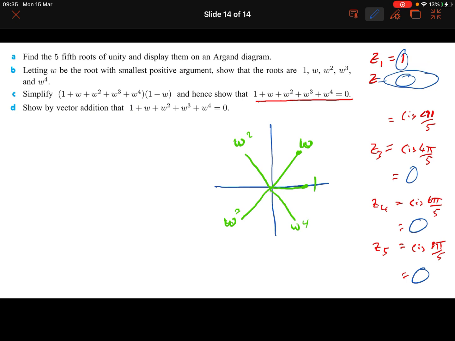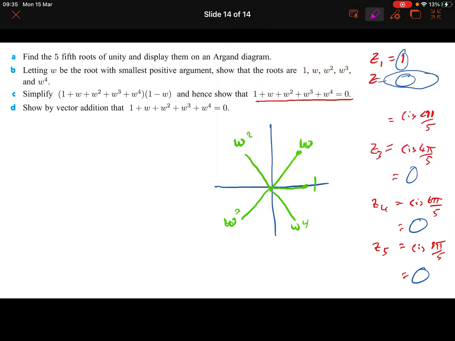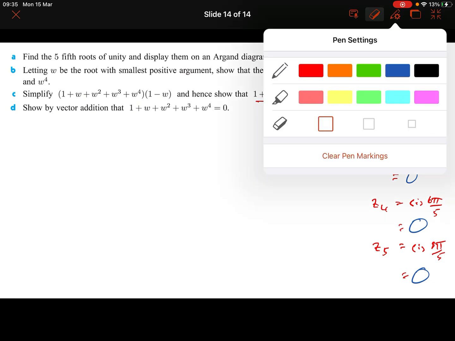And why is that the case? Well, if you do all of these vectors top to tail, so I'm just going to do it here. I'm going to move that's W, W to the power of 2, W to the power of 3, W to the power of 4, and then back again. I'm making a right mess of this. Let me explain it again.